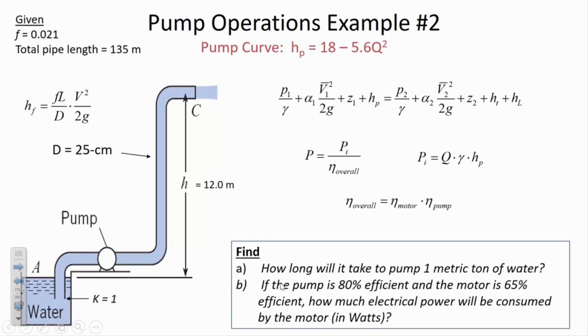So how long will it take to pump 1 metric ton of water? That's a cubic meter. There are 1,000 kilograms in 1,000 liters and 1,000 liters in a cubic meter. So anyways, all right, find Q.